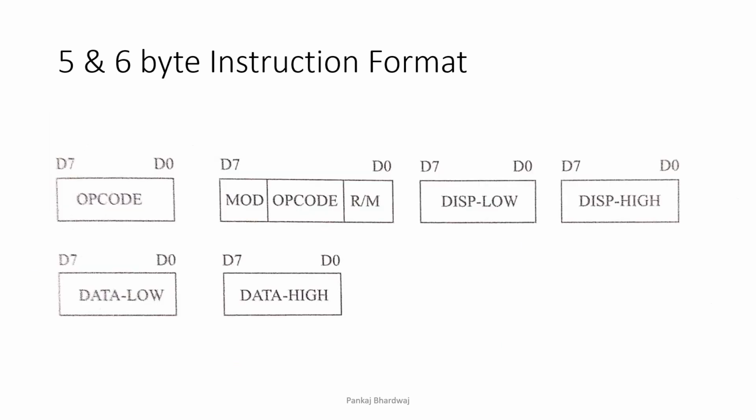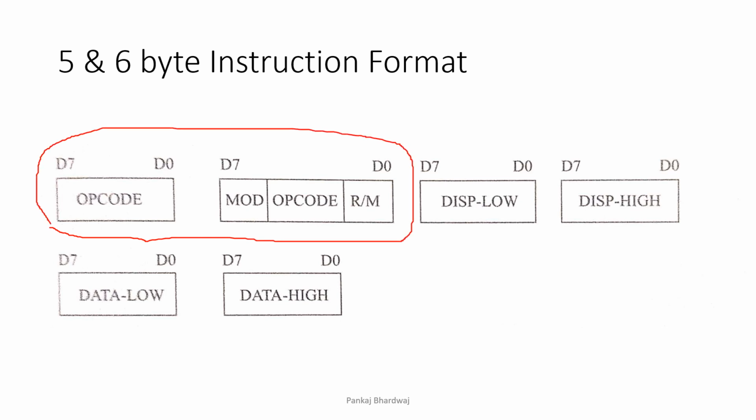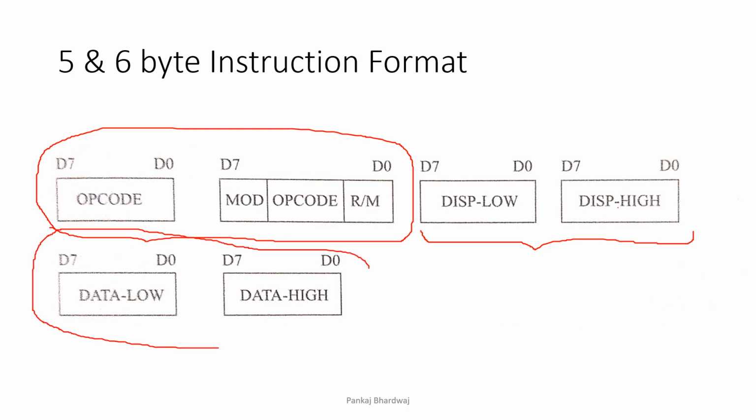Next is 5 and 6-byte format. So initially the 2 bytes are same, you can see that. The other 2 bytes are also same because it is displacement, either it is 8-bit or 16-bit, and then the remaining 1 or 2 bytes are used to define the data, the immediate data.